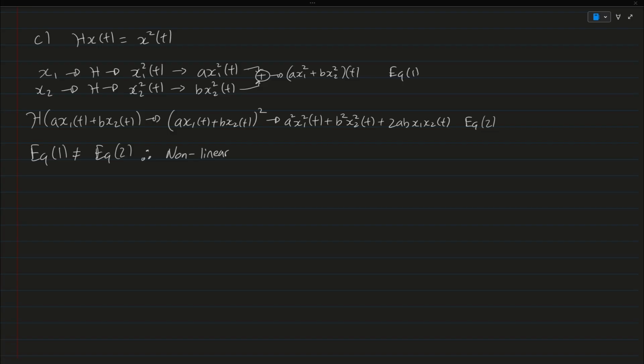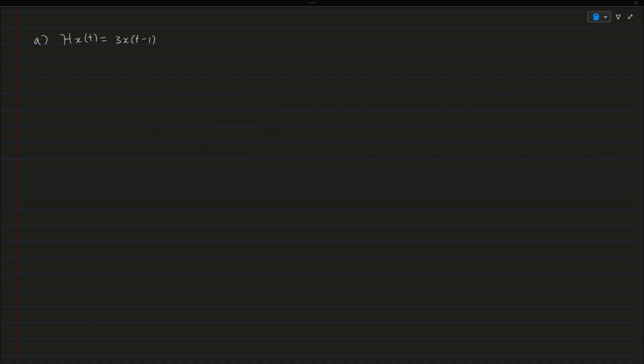Alright guys, that's it for linearity. So now we're going to move on to time variant, time invariant problems. Okay, here's the first problem. So try to do it yourself. I'm going to write the solution.